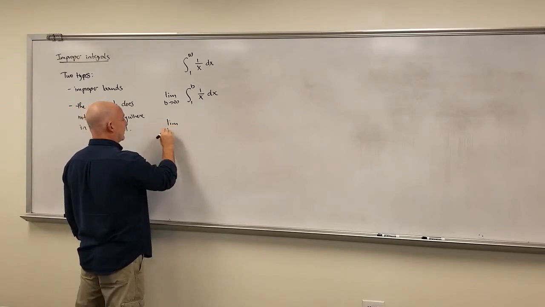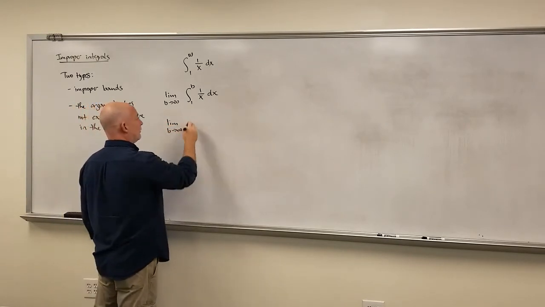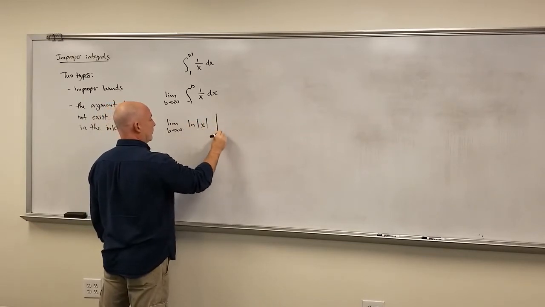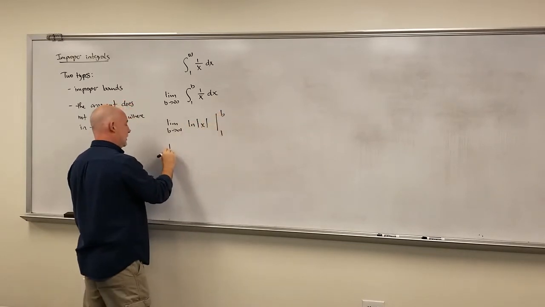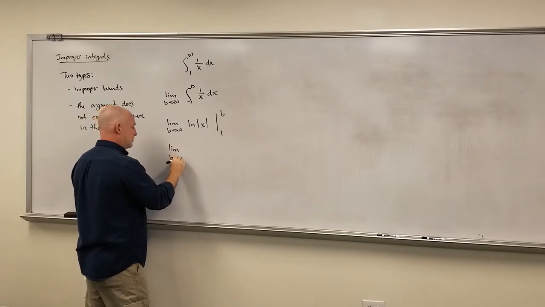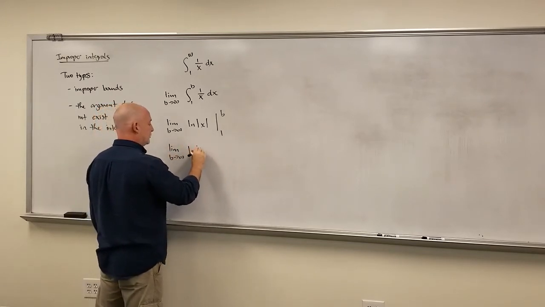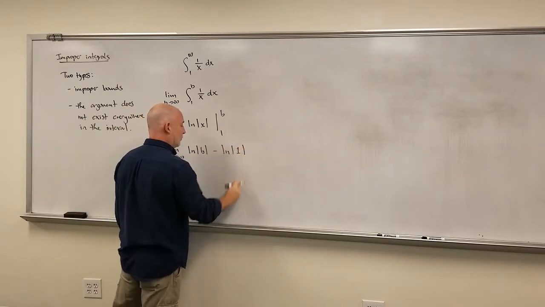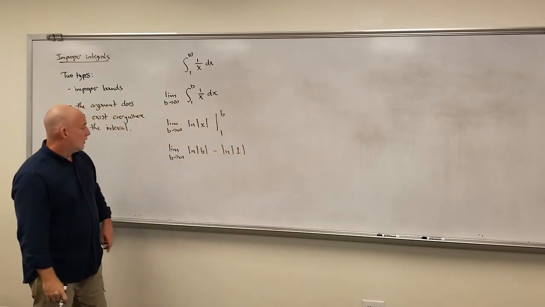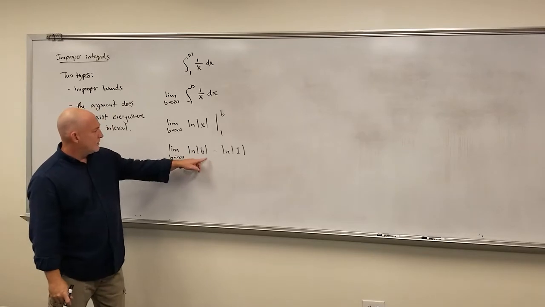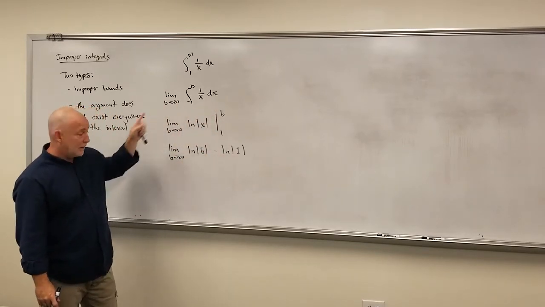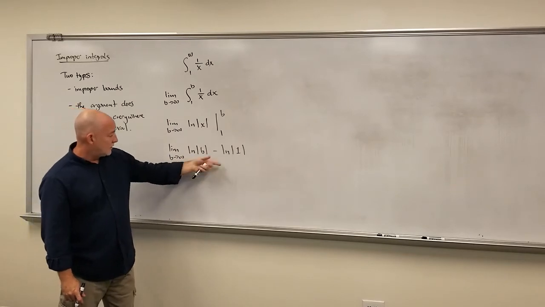We go ahead and integrate like we always would. So the integral of 1 over x is the natural log absolute value of x. We want to evaluate that from 1 to b. So it's the limit as b goes to infinity of the natural log of the absolute value of b minus the natural log absolute value of 1. Now I can get rid of these absolute values if I want, because I know both the 1 and the b are positive because we're heading out to positive infinity, but we'll leave it there for a second.